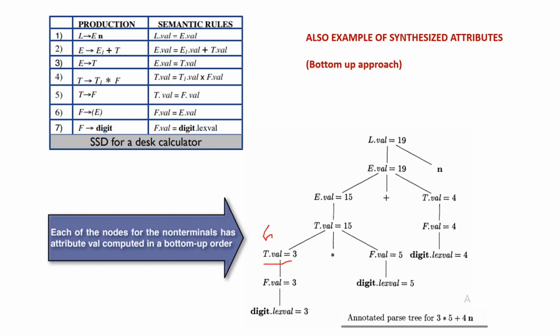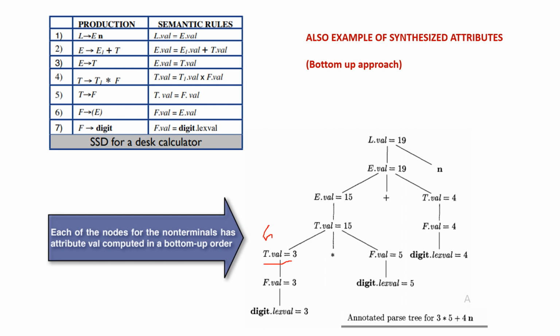Now come to production number 4. What is production number 4? T tends to T1 star F, which means T dot val equals T1 dot val into F dot val. This is a child node, so this is T1 dot val. We differentiate it here, but we need not represent it this way because it is a child node. So T dot val equals 3 star.